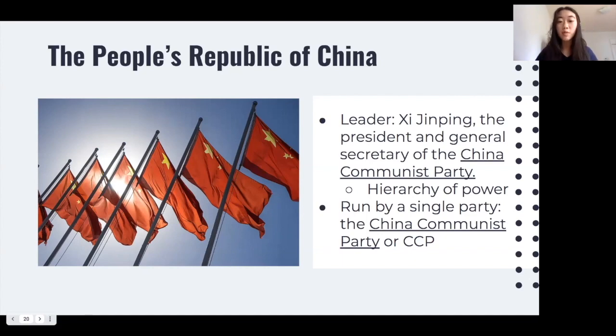And again, China is run by a single party. It's run by the Chinese Communist Party, or the CCP, the same acronym used in Cuba. This is the only party in the Chinese government. Unlike in America, where we have different parties, for example Democratic, Republican, or Libertarian, in China there's only one single party, and all the elected leaders have to come from this party.